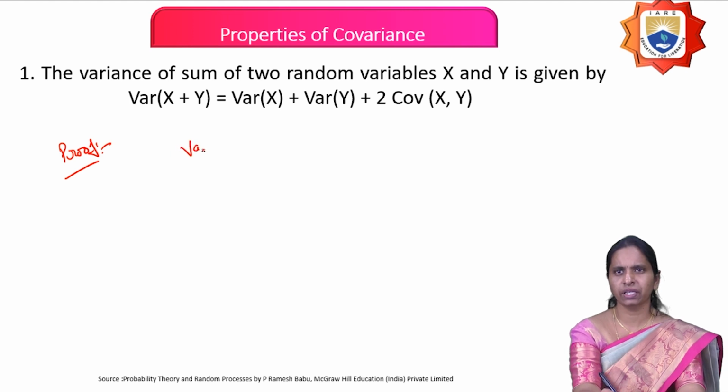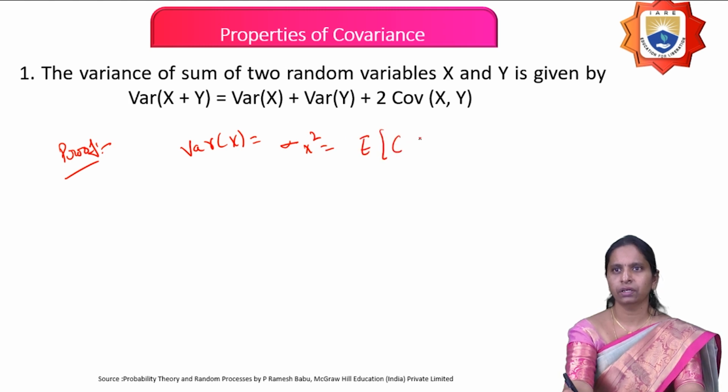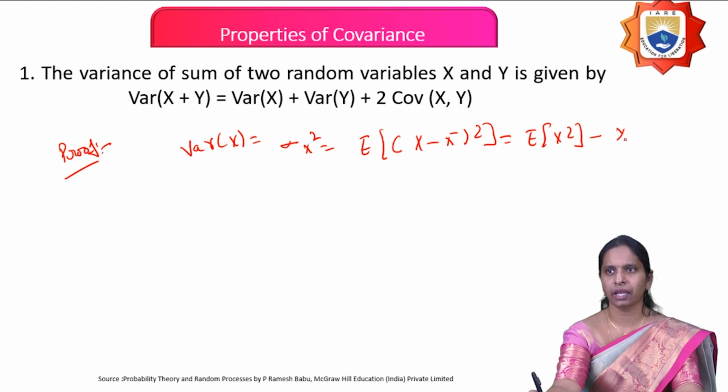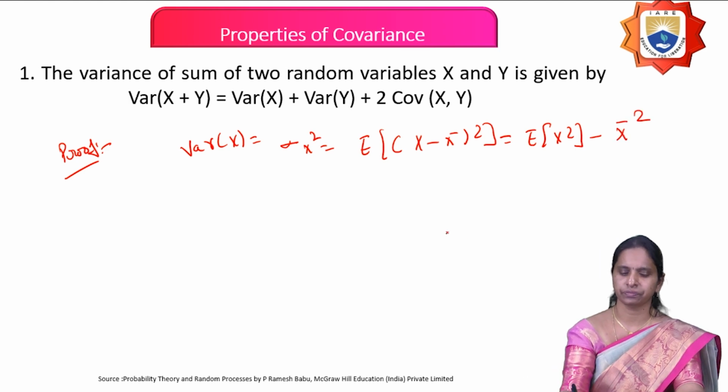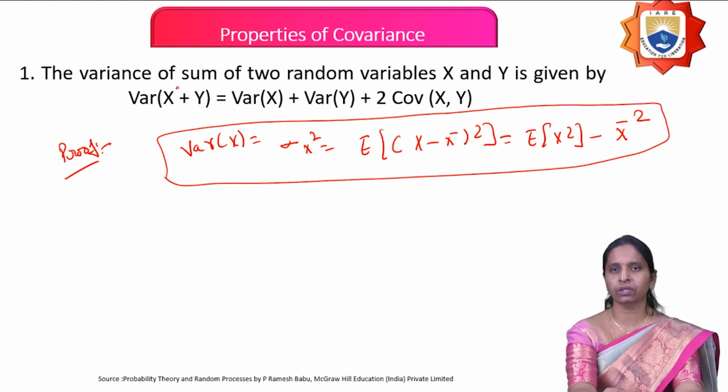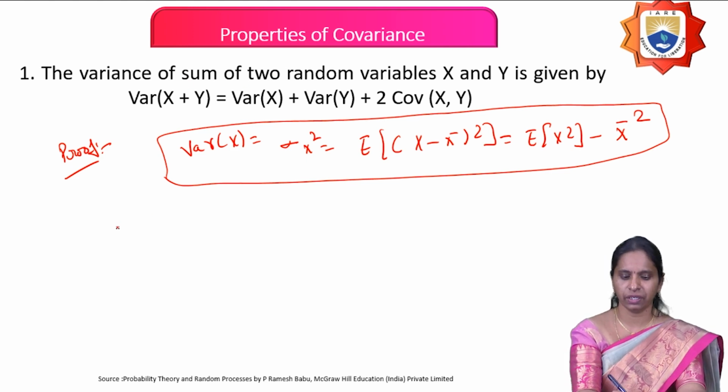We know the variance of x formula: sigma x square is equal to expectation of x minus x bar whole square. If you simplify this, you obtain E of x square minus x bar square. Now this is the formula for variance. Now what you have to calculate is the variance of the sum of two random variables x and y.